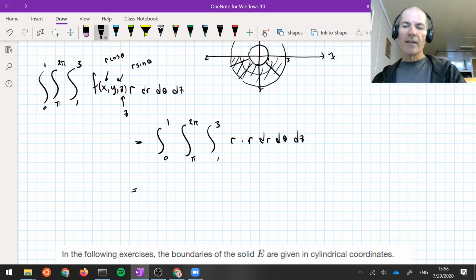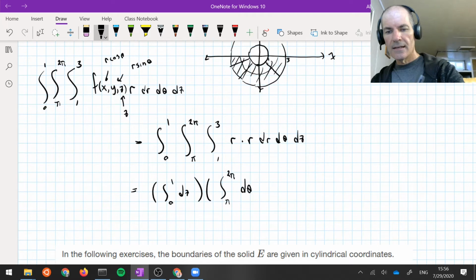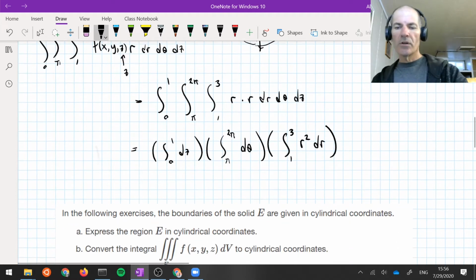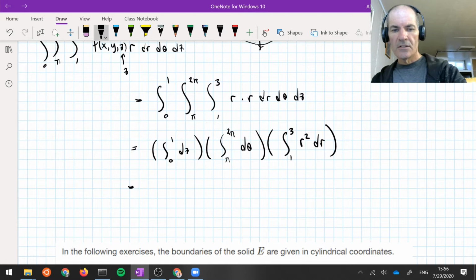You can grind out this integral, that's great, but you can also rewrite this as just the integral from 0 to 1 dz, pi to 2 pi d theta, and then 1 to 3 r squared dr. And the only one of these three integrals that actually requires a serious amount of work is the third one.